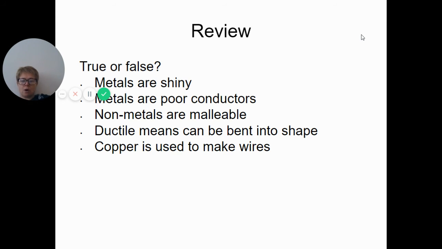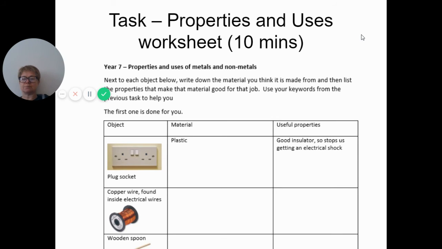Copper is used to make wires. That's true. Copper's a really good conductor. All metals are magnetic. That's false. Just iron, cobalt and nickel are the magnetic metals.